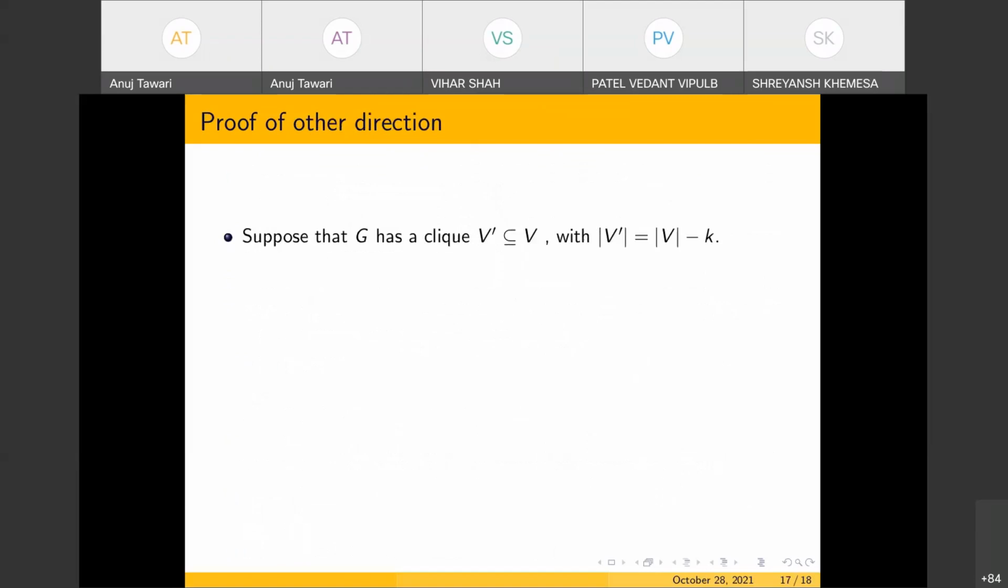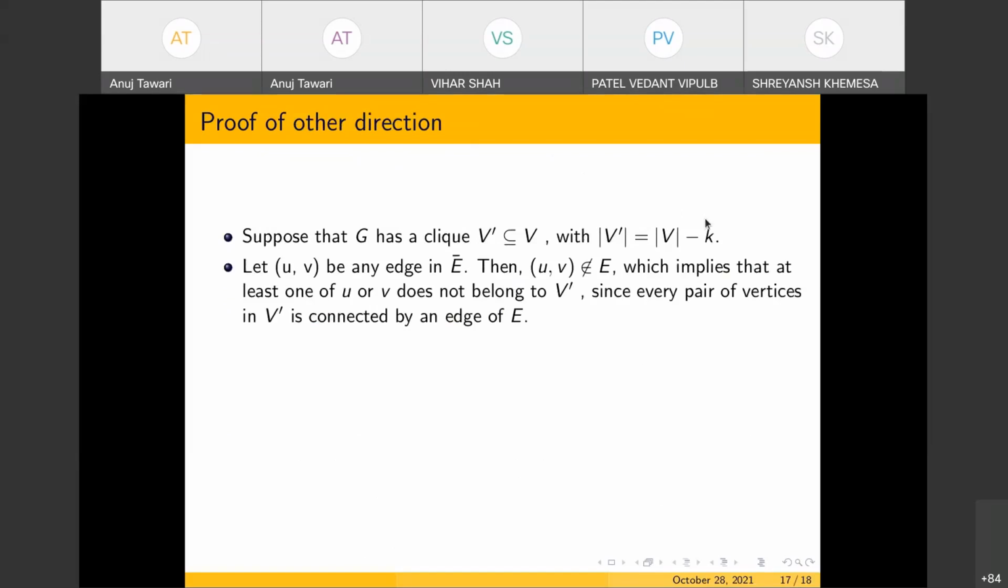Suppose that this graph G prime has a clique V prime with this size. Let (U, V) be an edge in E bar, then (U, V) does not belong to E. That's our definition here, and which implies that at least one of U or V does not belong to this, not vertex cover, sorry, clique.